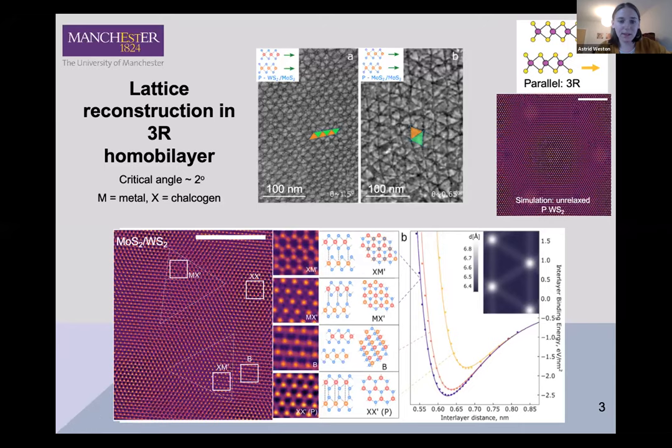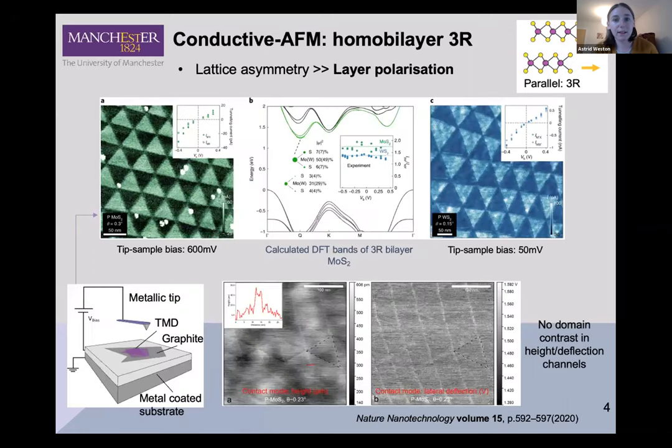We also saw the same reconstruction in heterobilayers, but you can see here that due to the different atomic weights of the metals, we get quite a different contrast. But if we move on to the conductive AFM, AFM is a simple measurement where we are applying a bias between a metallic tip and our sample. Here we use graphite to allow us to have the Fermi level near the conduction band minima and near the Q point.